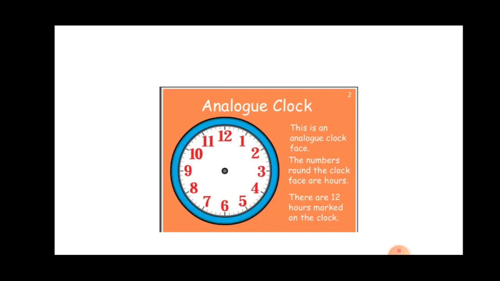Now this is the analog clock as you see in the picture. This is an analog clock face. The numbers round the clock face are hours. I have told you before that there are 12 numbers on the face of the clock and there are two hands, short hand and long hand. There are 12 hours marked on the clock.